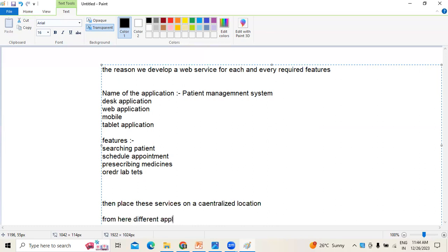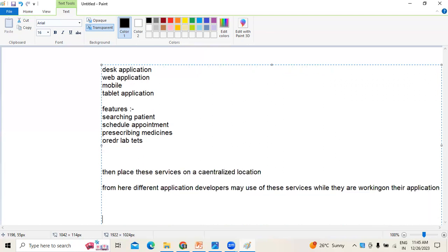From here, different application developers may make use of these services while they are working on their applications. Okay, this is what on a high-level note we normally call web services. This is a high-level understanding which I'm going to provide you here, not the detailed part. The detailed part I'll discuss in coming times, right? Because now our focus is on service-oriented architecture.